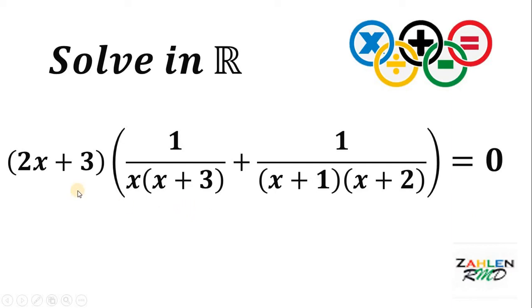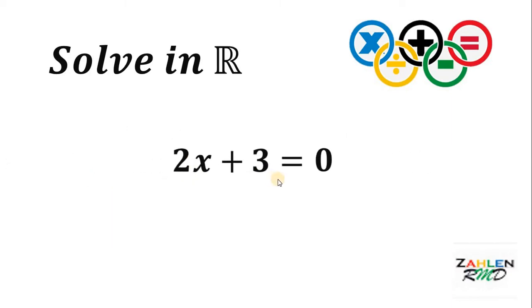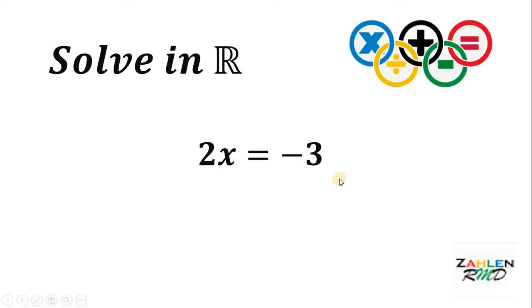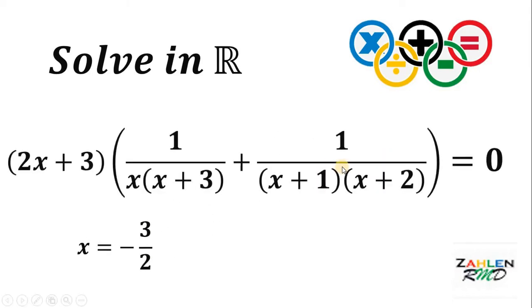Therefore, let's equate the first factor to 0. So we have 2x plus 3 equals 0. Now subtract 3 on both sides, we get 2x equals negative 3. Divide by 2 on both sides, we get that x equals negative 3 over 2. Therefore, we have now one real solution for this equation. We have x equals negative 3 over 2.